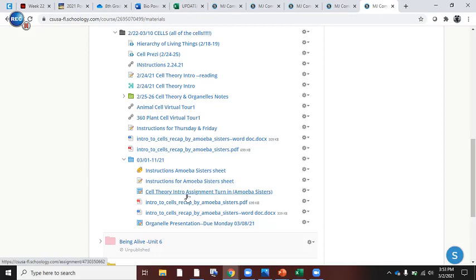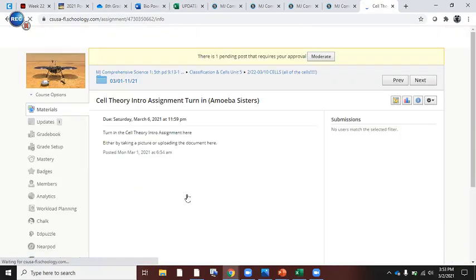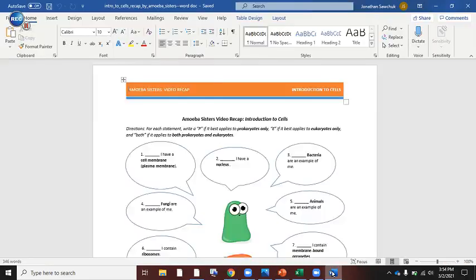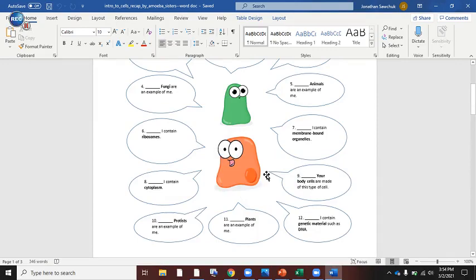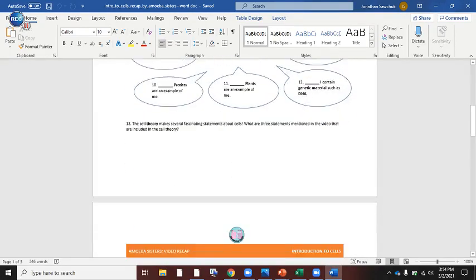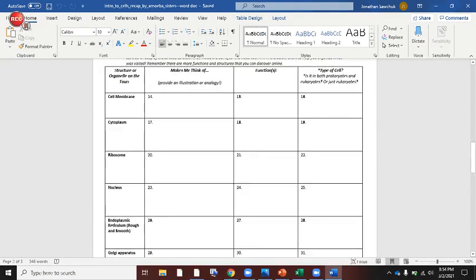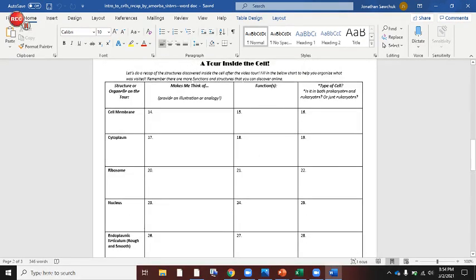First thing I want to point out to you is if you have your cell theory intro assignment, the Amoeba Sisters paper, you're going to go ahead and submit that here. I do want to point out that you should have all 3 columns filled in. What do I mean by that? I mean that you should have this front page from the Amoeba Sisters filled in, this back page from the Amoeba Sisters filled in. So if you today have not filled in the makes me think of, this might be a good time for us to work with a partner, and we will get our partners assigned to us shortly.